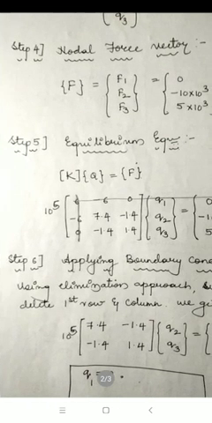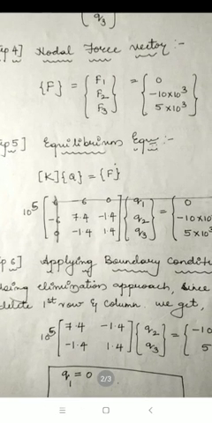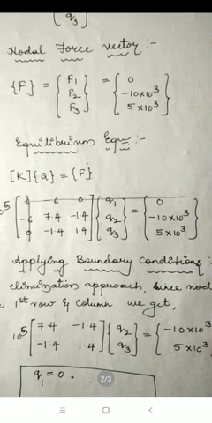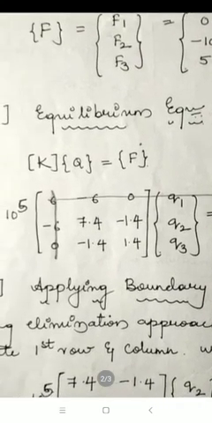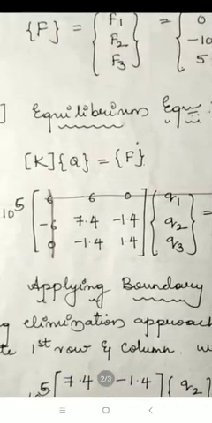Next step is the equilibrium equation, that is step number 5. That equation is like this: KQ equal to F. K means global stiffness matrix, Q is the displacement vector, F is the load vector. Write all of them and we will get this matrix equation.